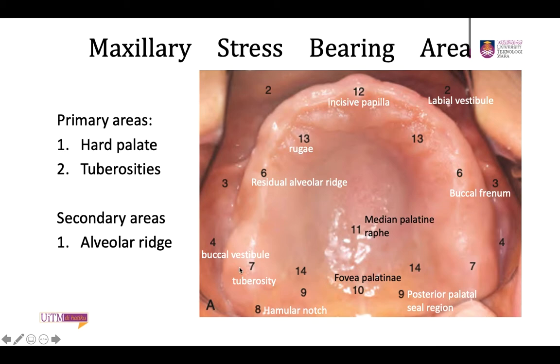Secondly is your tuberosity. This is your tuberosity. These areas should be covered by the denture base. And the reason why these areas are termed primary bearing areas is because the bone underneath this mucosa does not undergo resorption. Next is the secondary area. The secondary stress-bearing area for the maxilla is the alveolar ridge.